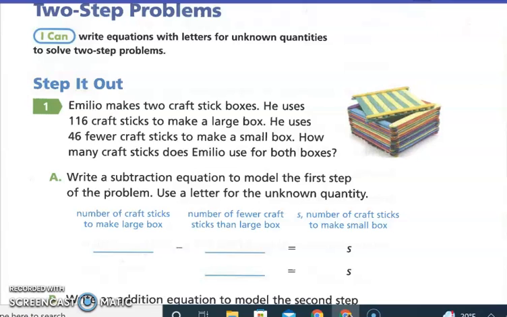Emilio makes 2 craft stick boxes. So how many boxes is he making? 2. He's making 2 craft stick boxes. He uses 116 craft sticks to make a large box, and he uses 46 fewer craft sticks to make a small box. How many craft sticks does Emilio use for both boxes? So let's talk about what we can do first.